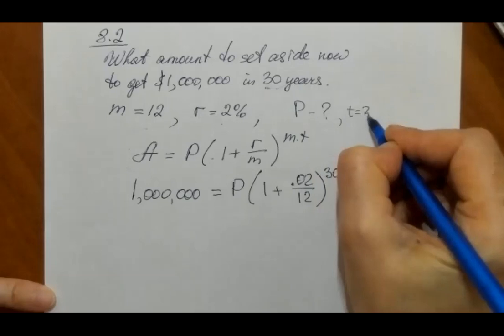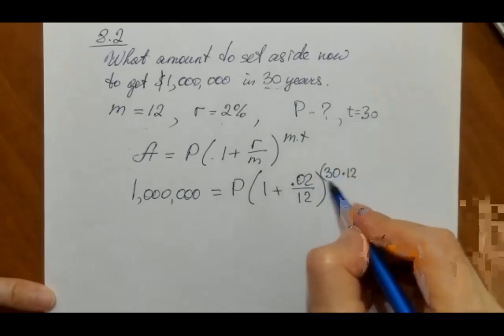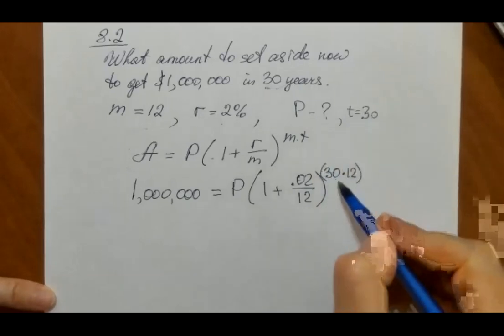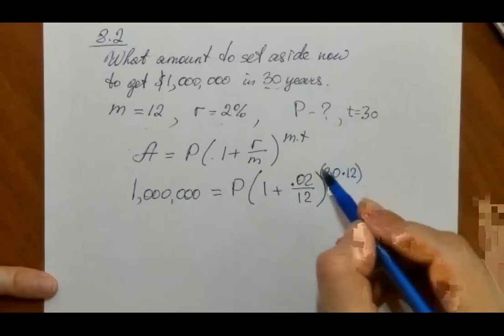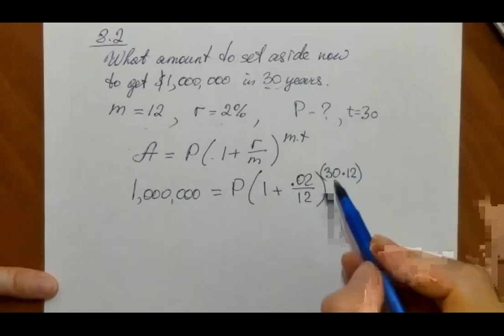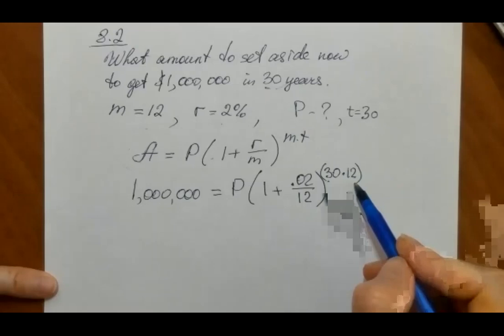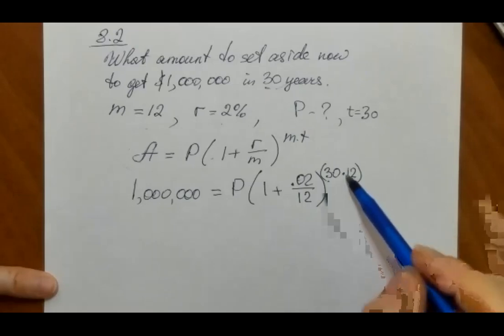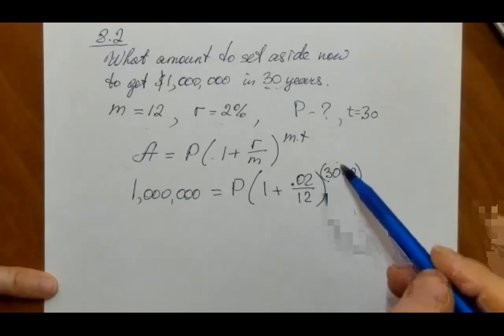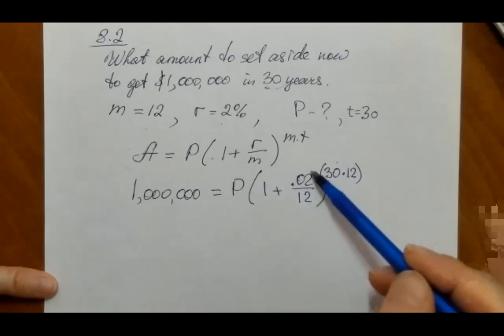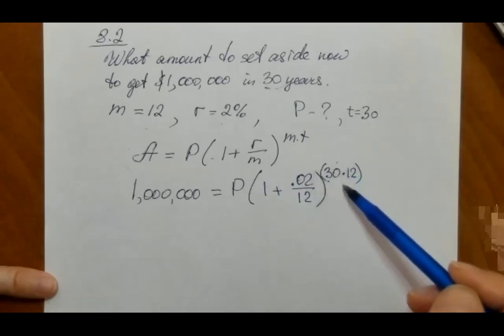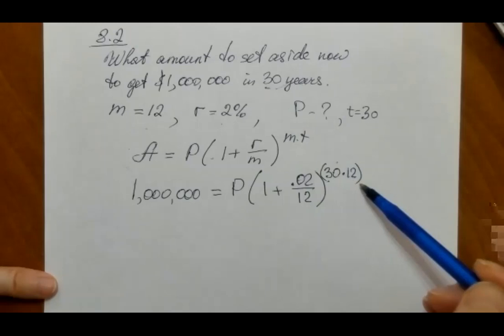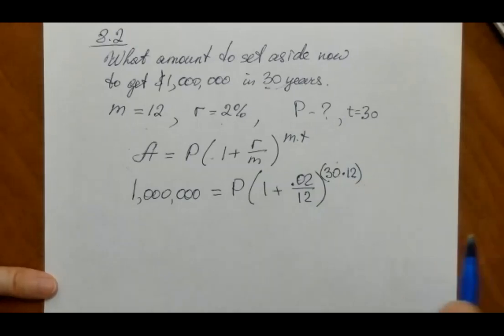t is 30. And don't forget the parentheses here, especially when you use a calculator. If you multiply by 30 and then by 12 without parentheses, your calculator will raise this parenthesis in the power 30 and then multiply the result by 12.